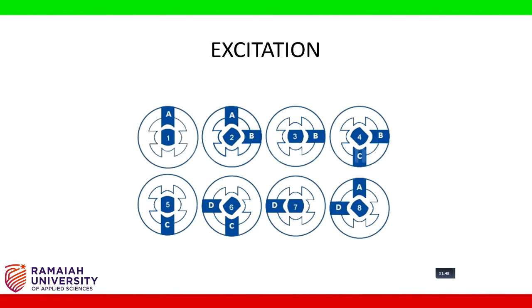When coil C is excited, the rotor rotates and aligns to 180 degree. When both coil C and D are excited, the rotor rotates and aligns to 225 degree. When coil D is excited, the rotor rotates and aligns to 225 degree. When both coil D and A are excited, the rotor rotates and aligns to 315 degree.